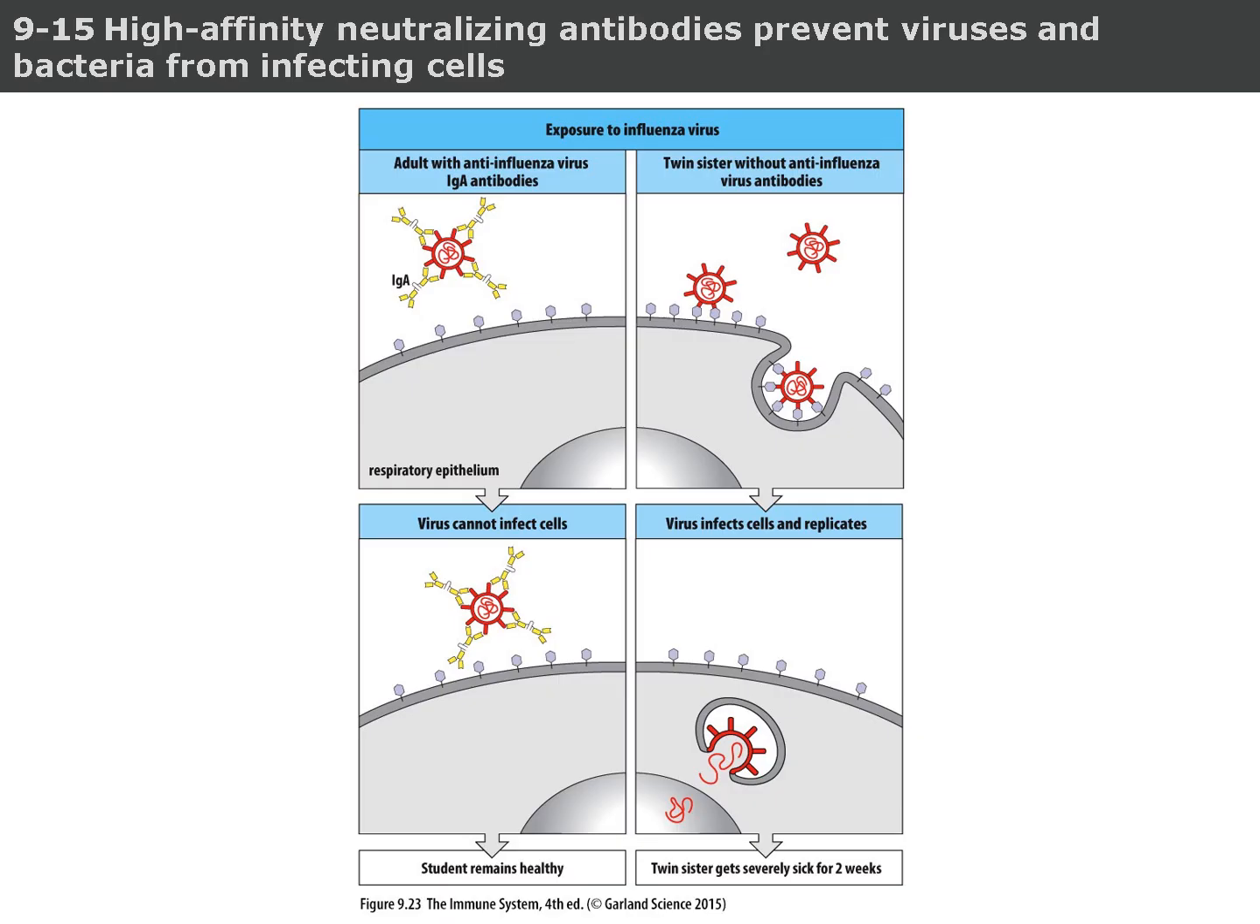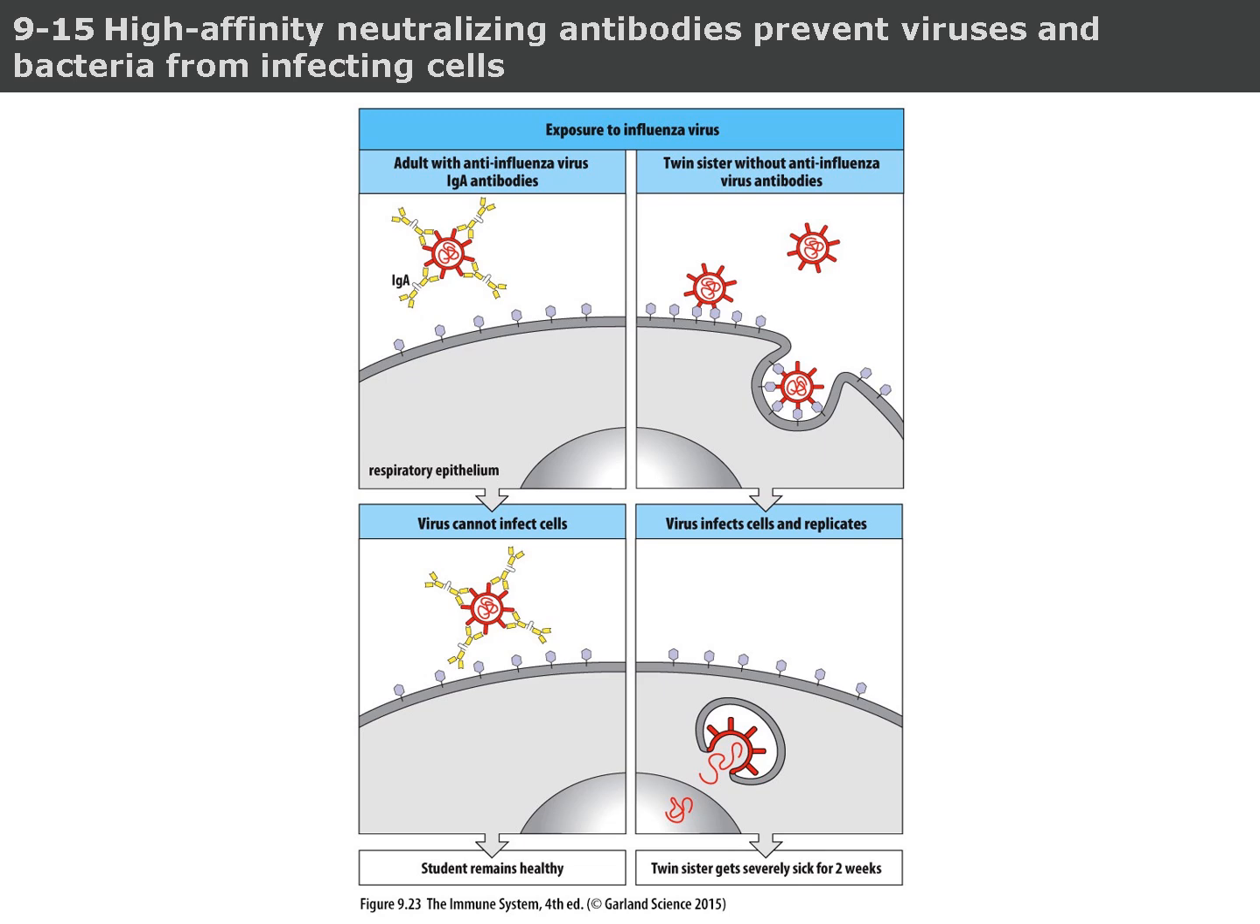This figure shows how high-affinity neutralizing antibodies, particularly IgA at mucosal surfaces, can prevent viral infections, using influenza as an example. On the left side, an adult with pre-existing anti-influenza IgA antibodies encounters the virus at the respiratory epithelium. The IgA binds to the virus, blocking its ability to attach to and enter host cells. As a result, the virus cannot replicate, and the individual remains healthy.